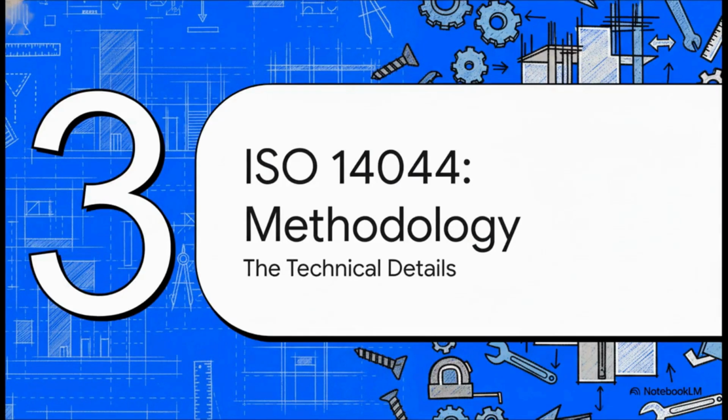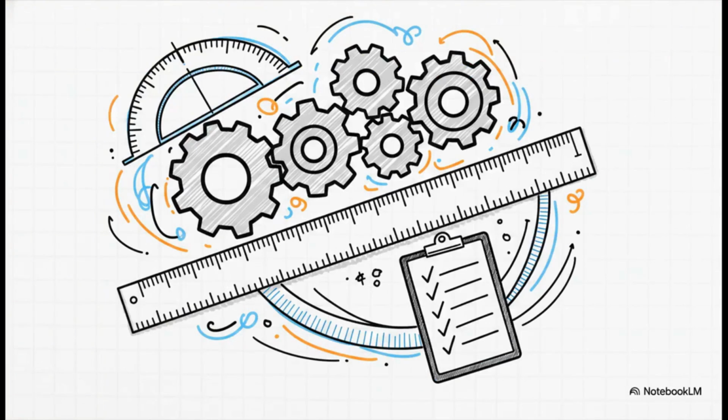Which brings us perfectly to Section 3, ISO 14044, the methodology. So if 14040 is our architectural blueprint, 14044 is the detailed, step-by-step construction manual that actually brings that blueprint to life in the real world. This standard is all about the how. It takes that general framework and operationalizes it by specifying the highly detailed requirements you need to actually execute the study. We're talking strict technical guidance, super specific rules for data collection, how calculations have to be performed, and exactly how the final report must be structured. Basically, it takes the theory and turns it into rigorous boots-on-the-ground scientific practice.